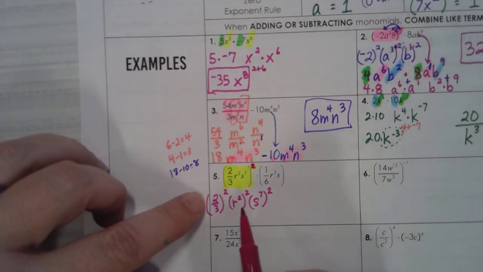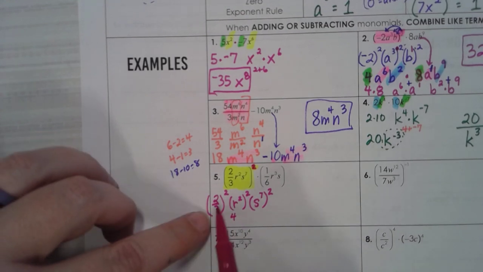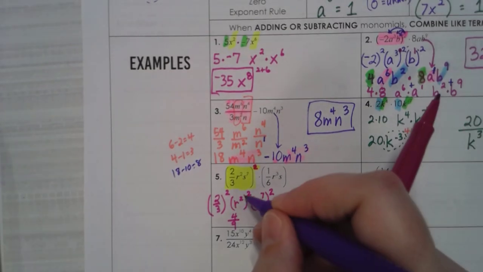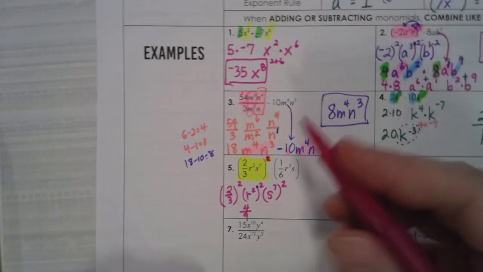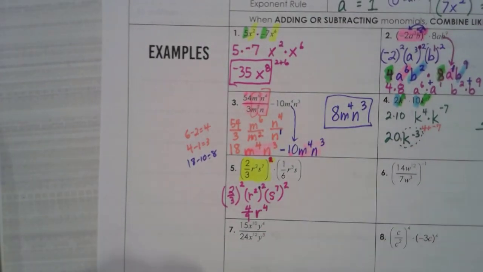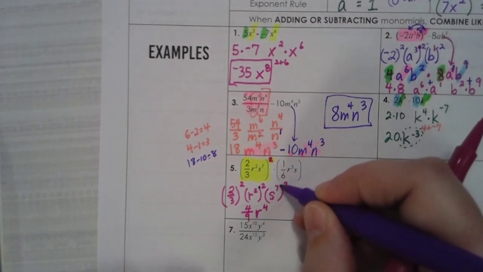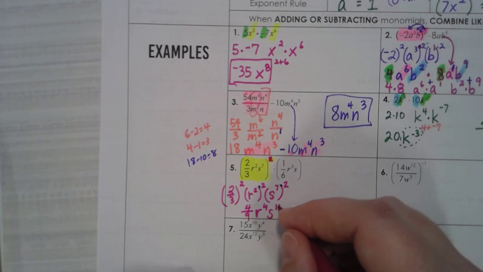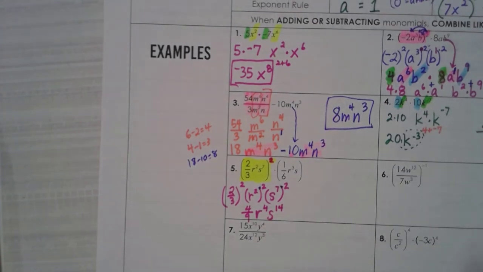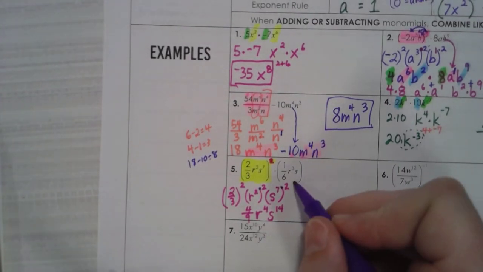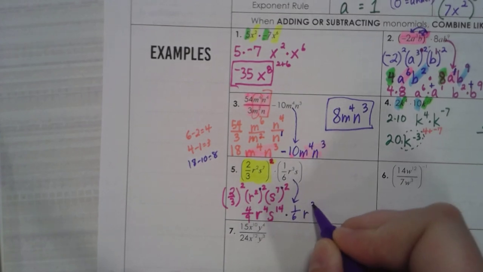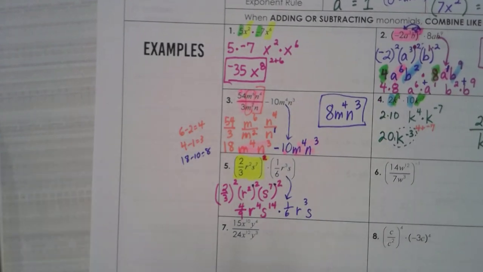Okay, 2 to the 2nd power is 4. 3 to the 2nd power is 9. R to the 2nd power to another power, this becomes multiply. That makes r to the 4th. S to the 7th raised to the 2nd power, that's again multiply, so that makes s to the 14th. Okay, then we're going to bring all this down. 1 over 6 r to the 3rd s.